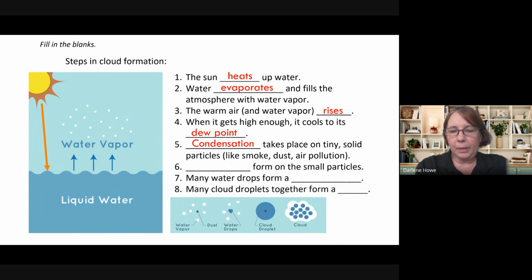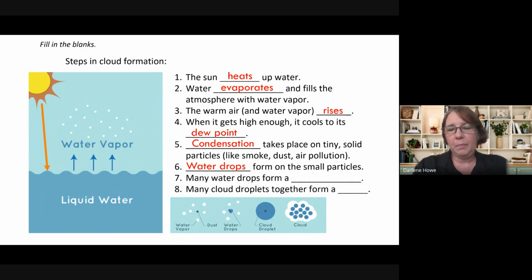Now, if you look at the little diagram on the bottom below the writing here, you'll see you've got water vapor and you've got dust. Now, when the water vapor sticks to the dust, it's now called a water drop. And then when you have lots of little water drops together, you form a cloud droplet. And when you have lots of cloud droplets together, that's when you form a cloud. So number 6, 7, and 8 is going through that cycle, that step, okay? So number 6, water drops form on small particles.